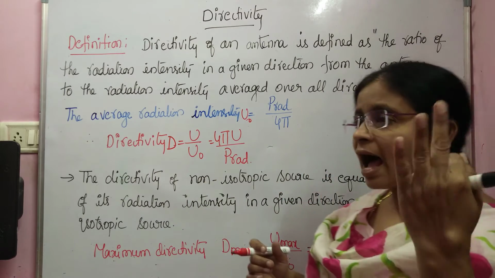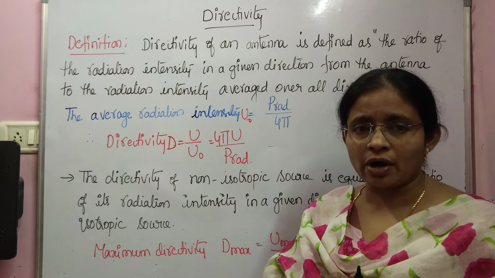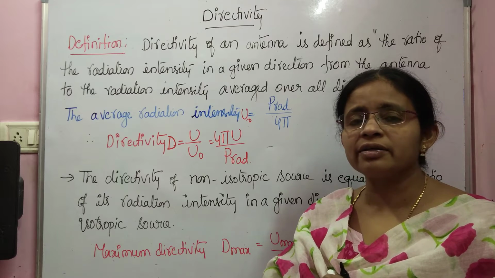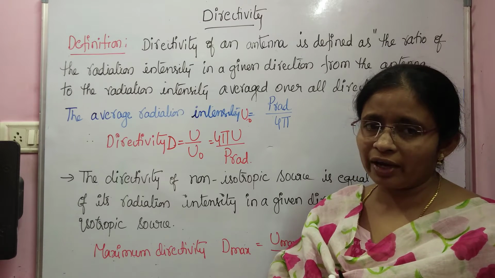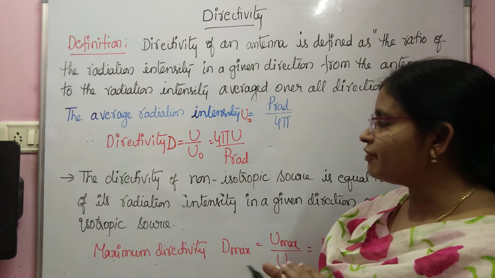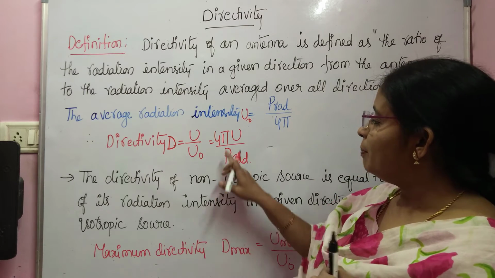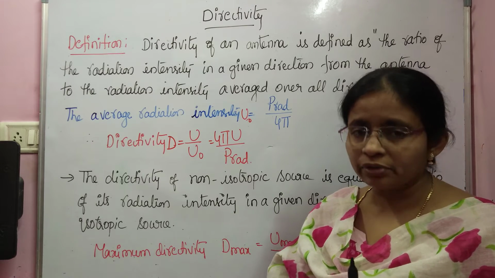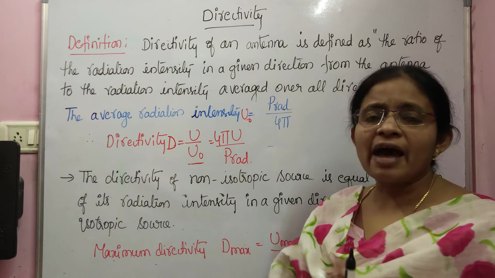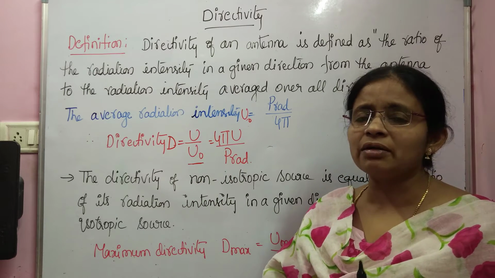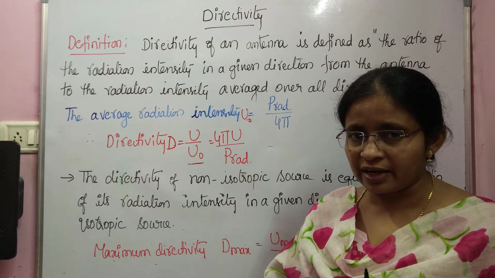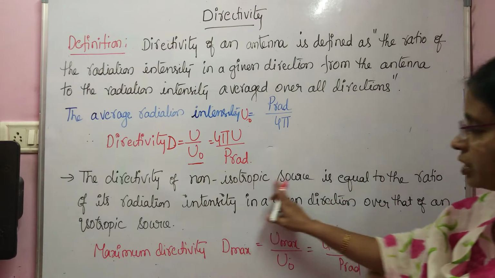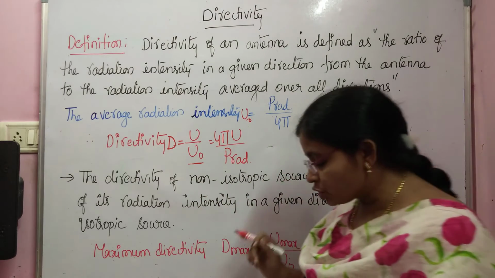ఇప్పుడు నేను last videos లో radiation intensity concept లో we got the radiation intensity of isotropic radiator as P radiated by 4 pi. Okay, మరి ఇప్పుడు directivity ఫార్ములాని ఏం చెప్పుకోవచ్చు? P radiated by 4 pi అనేది radiation intensity of isotropic radiator అయినప్పుడు, U naught అంటే average radiation intensity అంటే it is nothing but radiation intensity of isotropic radiator అయినప్పుడు, then directivity can be defined as, yes, this is the definition. So the directivity of non-isotropic source.